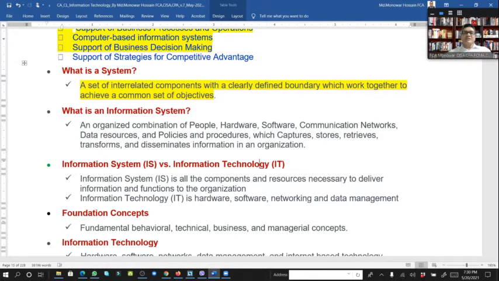So what is an information system? An information system is an organized combination of people, hardware, software, communication networks, data resources, and policies and procedures which capture, store, and transform data, aligned with the business of the organization. So the components are people, hardware, software; there is a separate chapter on this in your syllabus also.